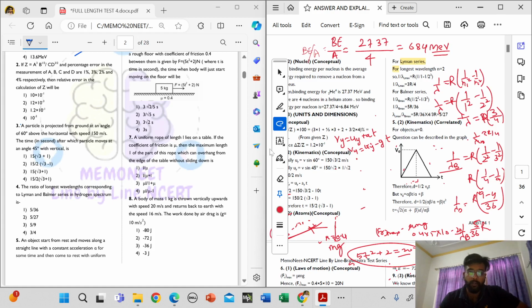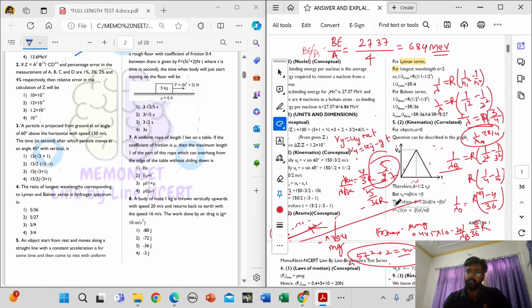Now we have to take the ratio. Just keep attention here: we have to take the ratio of Lyman and Balmer, so lambda Lyman upon lambda Balmer. Lambda Lyman is equal to 4 upon 3R, divided by lambda Balmer, which is equal to 36 upon 5R. By solving we are getting 5 upon 27. So our option 2 is correct.